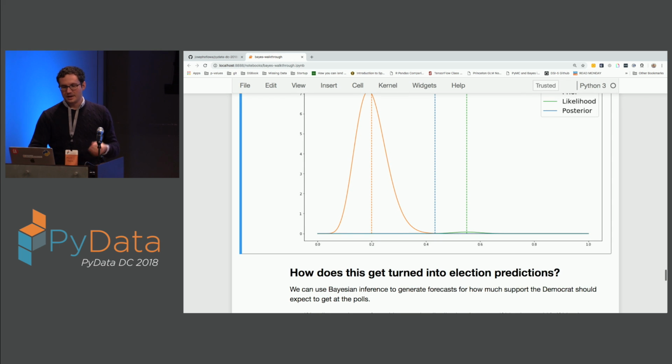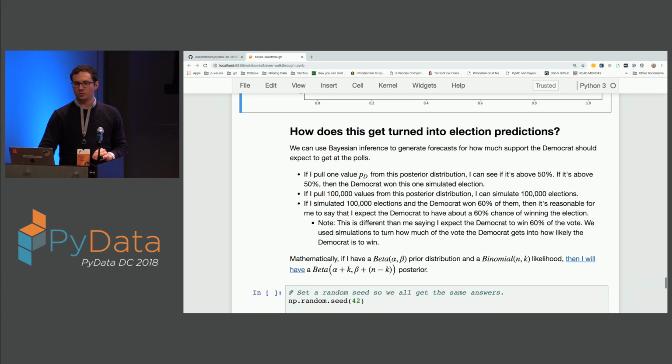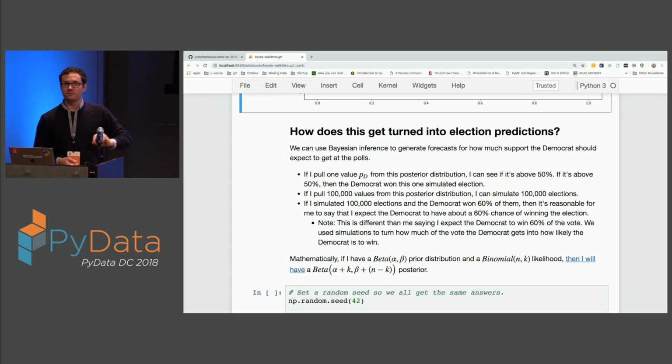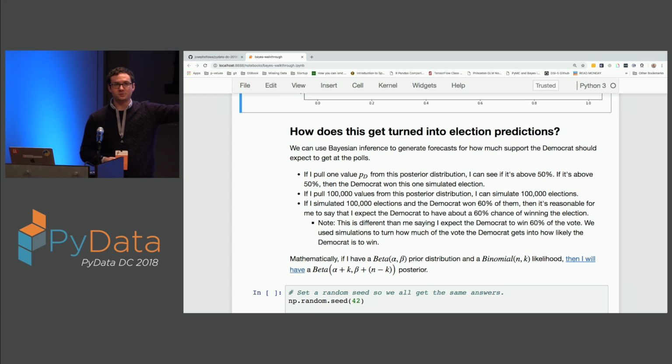Putting this all together, this is under the hood what FiveThirtyEight does. And what they do is they use this to turn this into election predictions. So let's say that I have that posterior distribution and I pull one value from the posterior distribution. Remember, my posterior distribution tells me the probability of support, the percentage of votes the Democrat's going to get. Well, if I pull one value from that posterior distribution and the Democrat gets more than 50% of the votes, just assuming that there's two people in the race and getting 50% means you win, I'm going to call that a win for the Democrat.